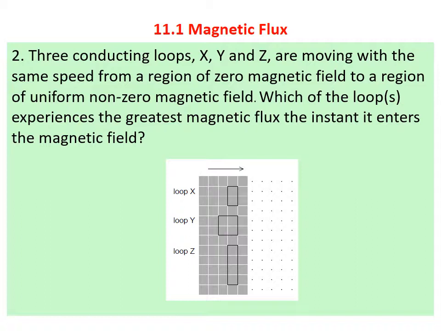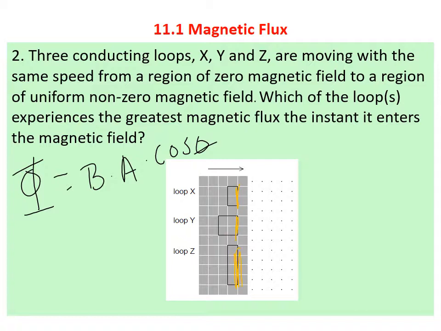Which of the loops experiences the greatest magnetic flux the instant it enters the magnetic field? So let this equation for the magnetic flux be your guide. Capital phi equals B times A cosine theta. And you need to decide, does the B field strength change? Or is there some difference between the B field strengths from X, Y, and Z? Is there some difference in the area of X, Y, Z?